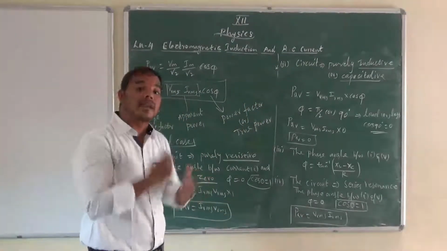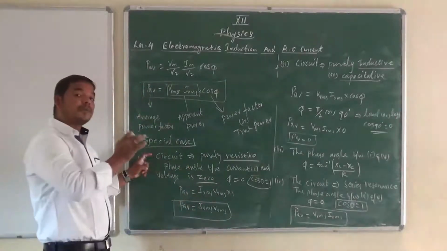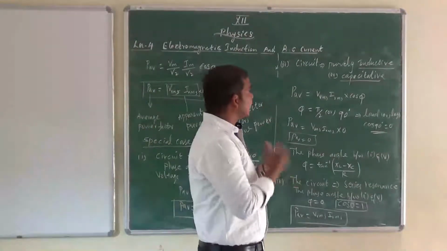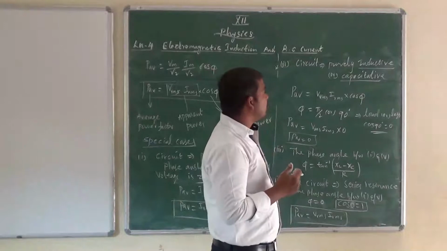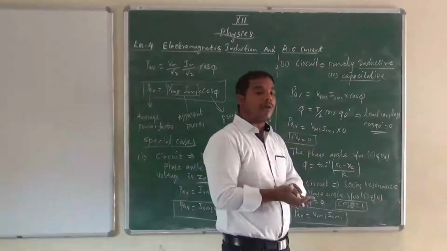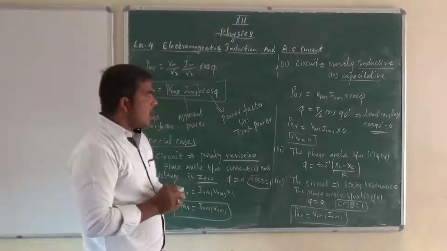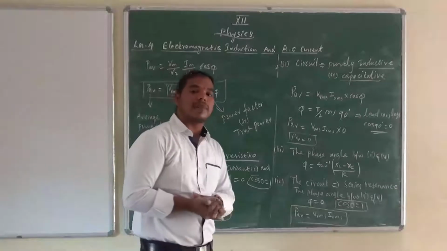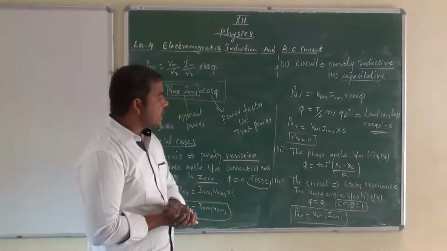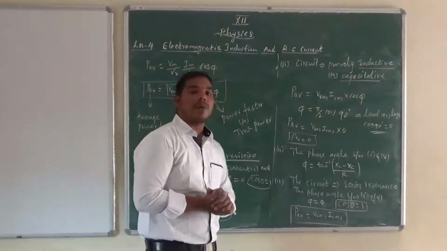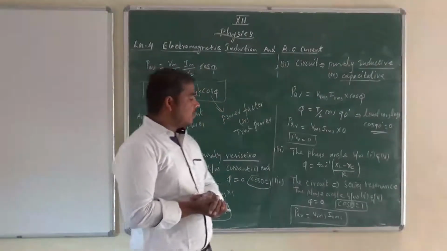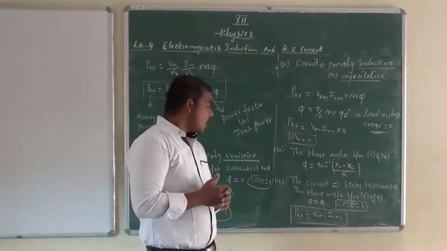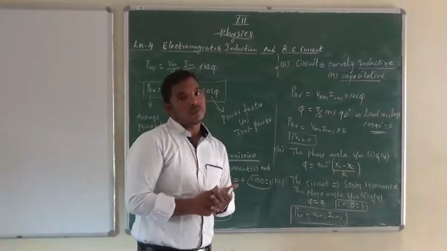Once again: if the circuit is purely resistive, the average power is IRMS times VRMS. If the circuit is purely inductive or capacitive, there is no average power; it becomes 0. The phase angle between current and voltage is phi equal to tan inverse of XL minus XC by R. If the circuit is in series resonance, the average power PAV equals VRMS into IRMS. VRMS means voltage root mean square, and IRMS means current root mean square.